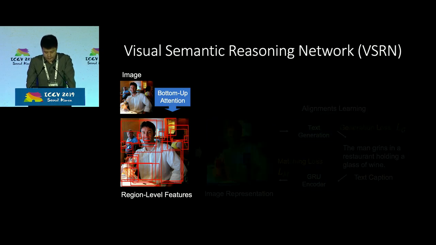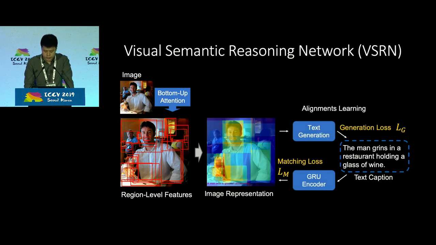To further connect the vision and language domains, we use a GRU-based text encoder to map the text caption to the same dimensional vector space as the image representation. The inner product is adopted as a similarity function in the joint embedding space. Finally, the whole model is trained with joint optimization of image-sentence matching and also sentence generation.